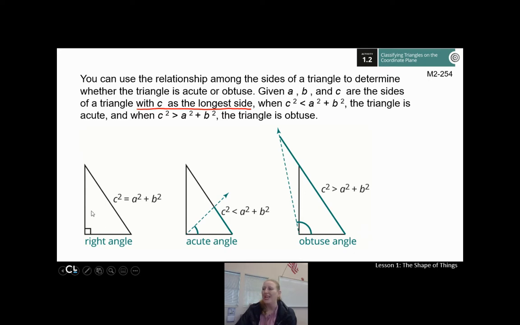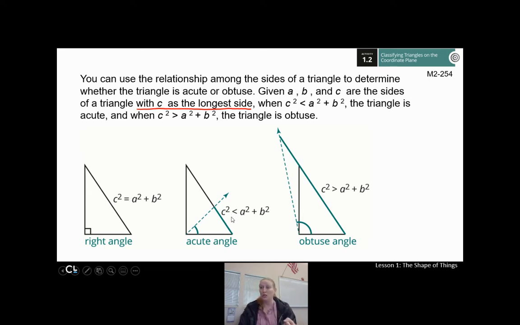But of course, if your c squared is just right, c squared equals a squared plus b squared, you're dealing with a right triangle. So this is an awesome trick because you can actually use the sides of a triangle. Just make sure that when you put that c is your longest side. Plug it into that Pythagorean theorem and see what happens. If it's equal, it's a right triangle.